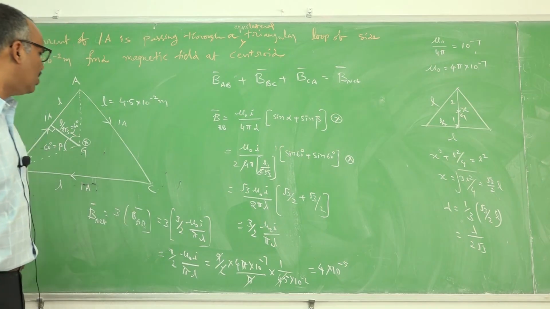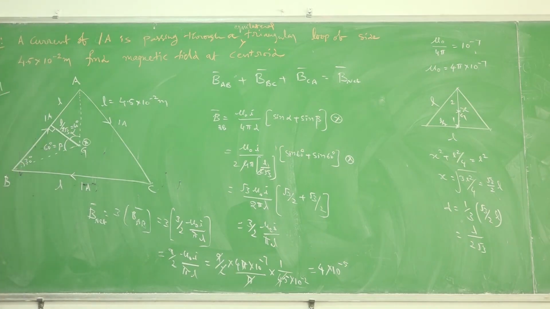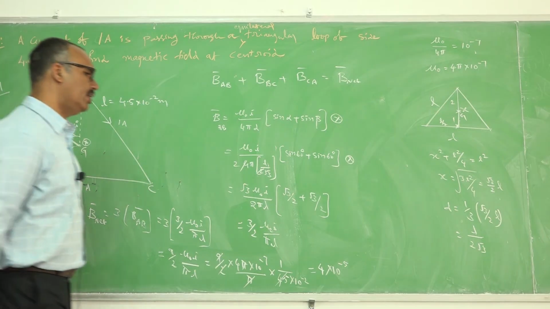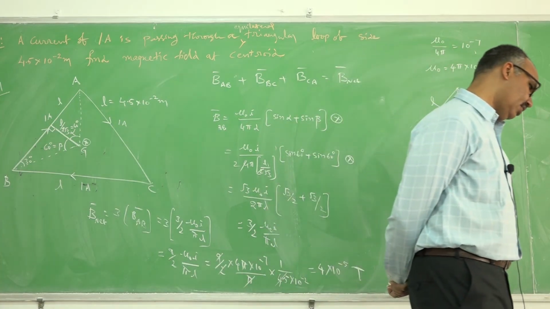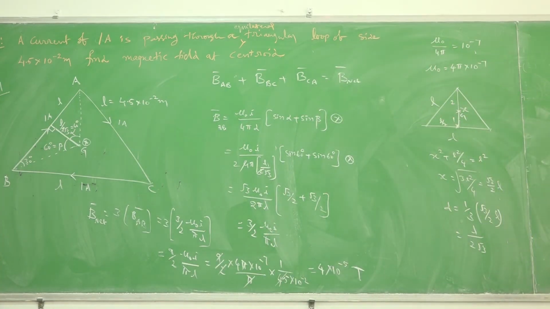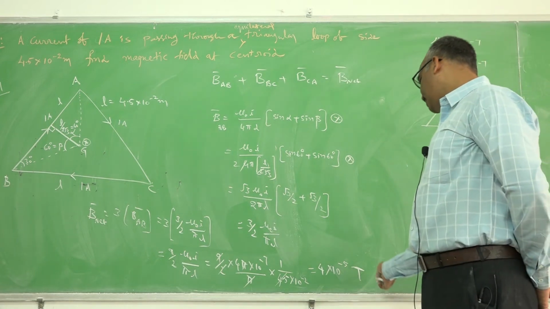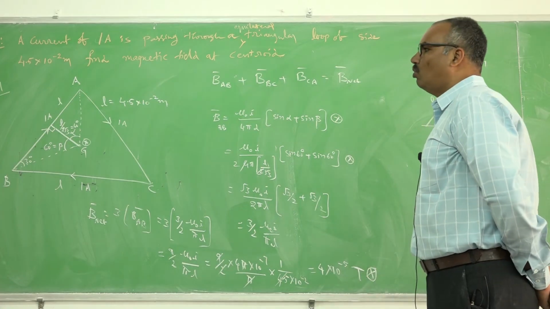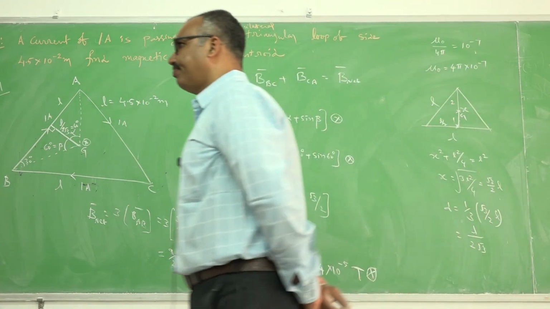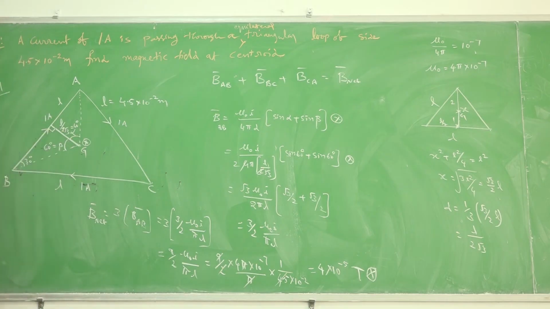What are the units of B? Tesla. Magnetic field is measured in Tesla or Weber per meter square. Anything you can write. So 4 into 10 power minus 5 Tesla. What is the direction of this? The direction is into the paper. This is the solution for the given question.